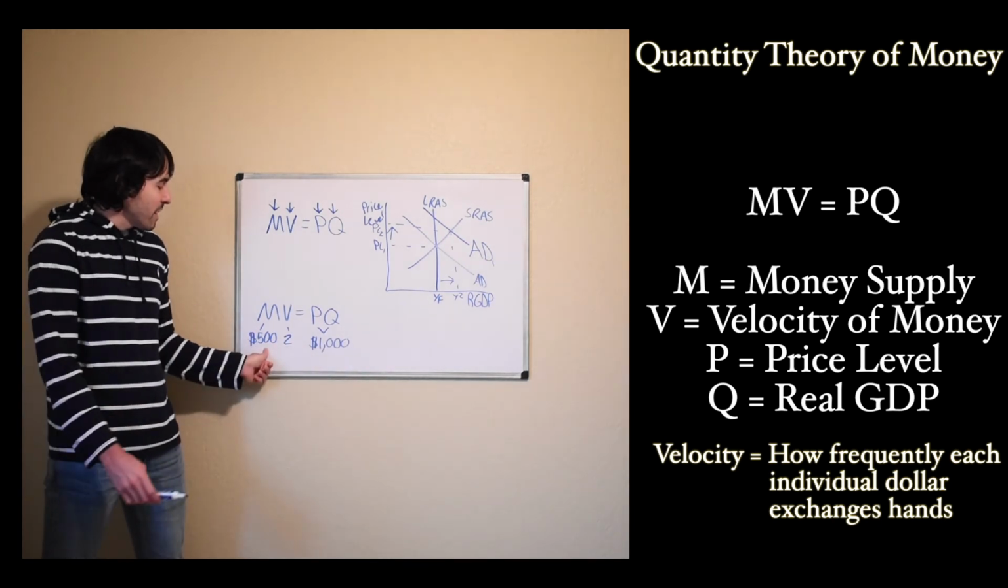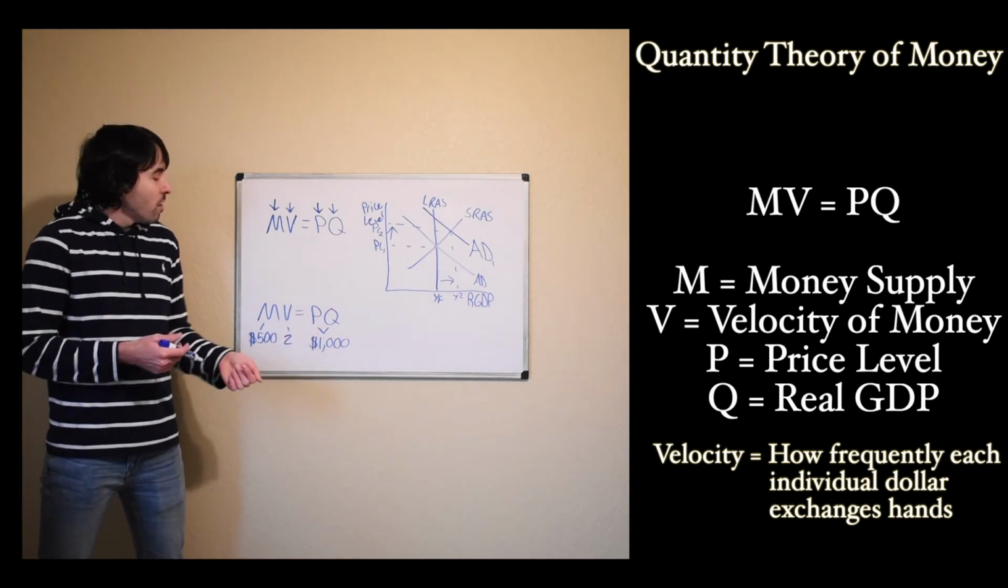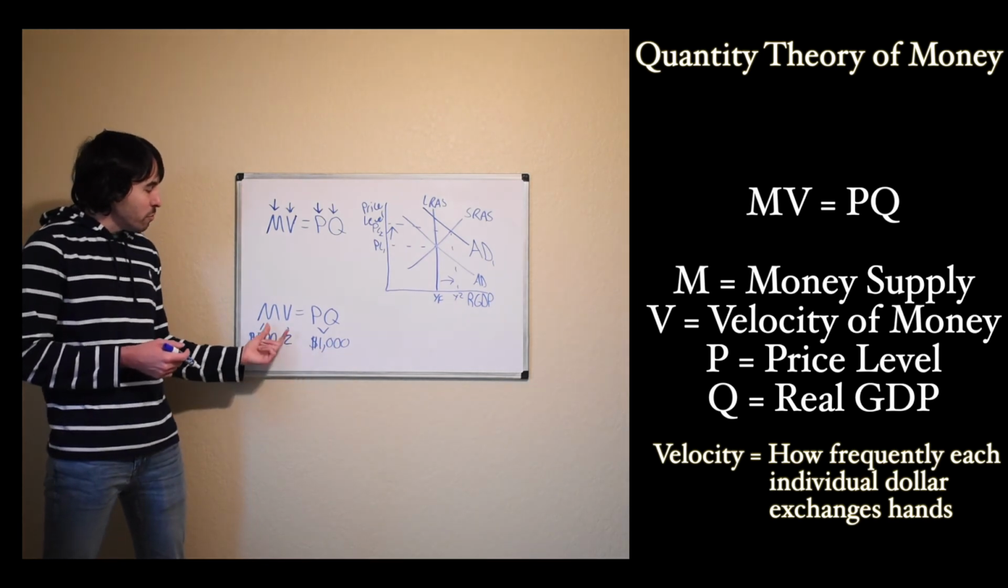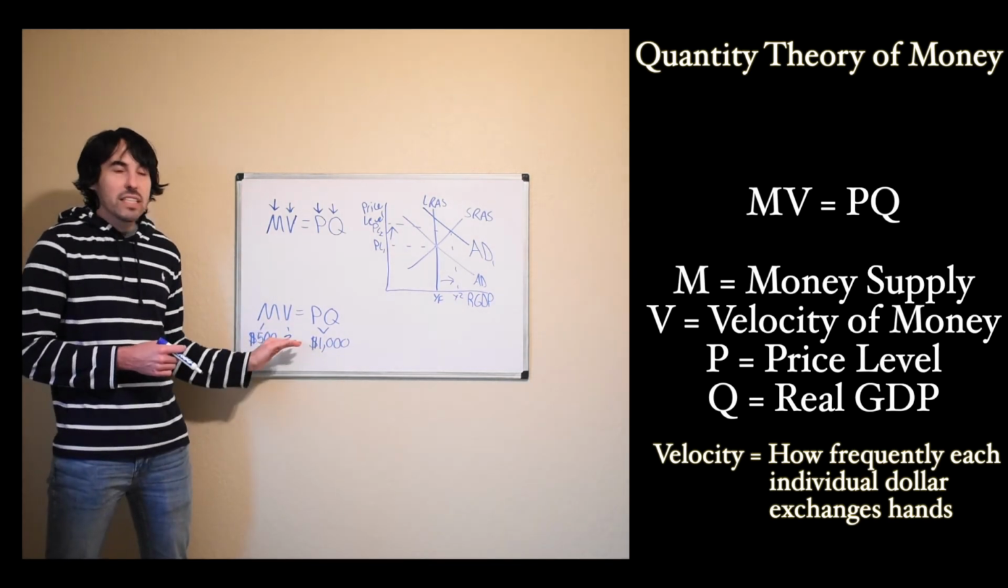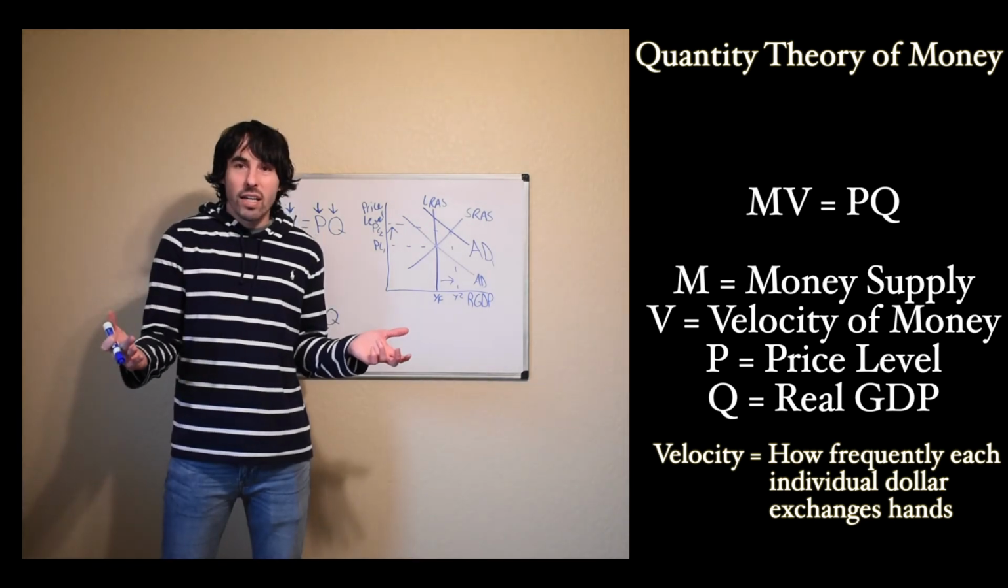I could have just found this out by doing basic algebra. 500 times what equals $1,000? Or I could have said that 1,000 divided by 500 equals 2, because I know together they have to be equal to that P times Q. So that's the velocity of money and the quantity theory of money.